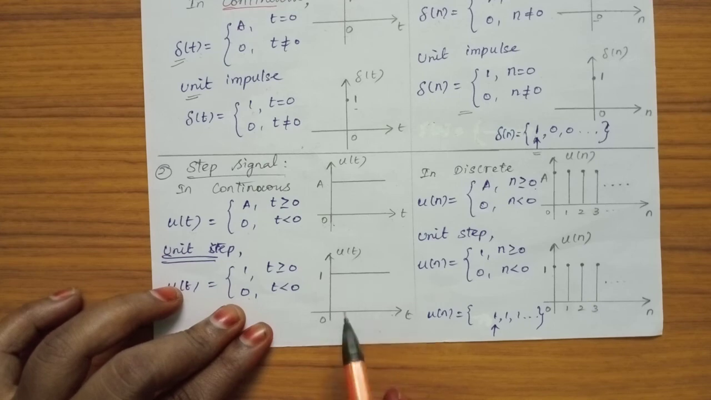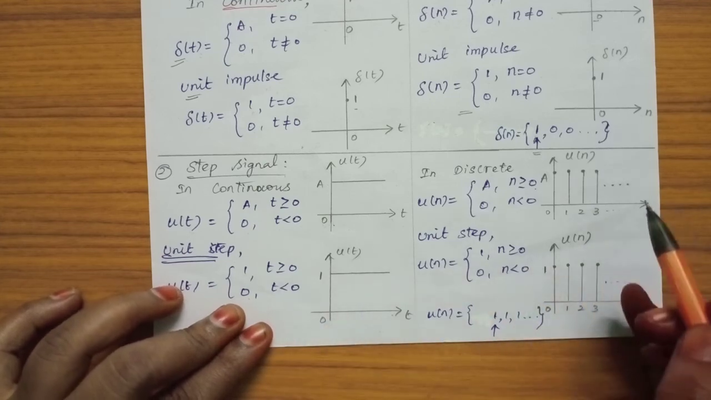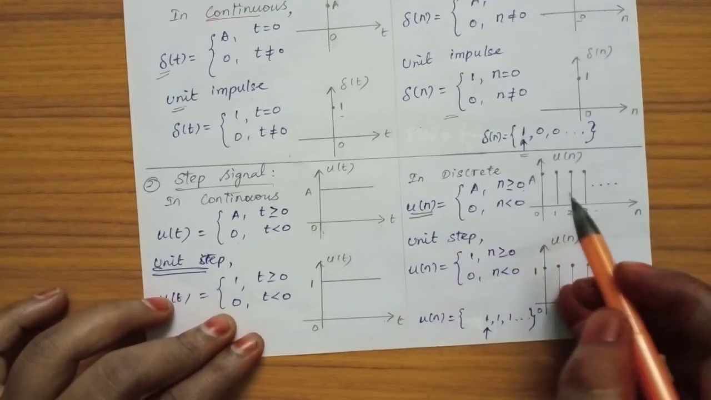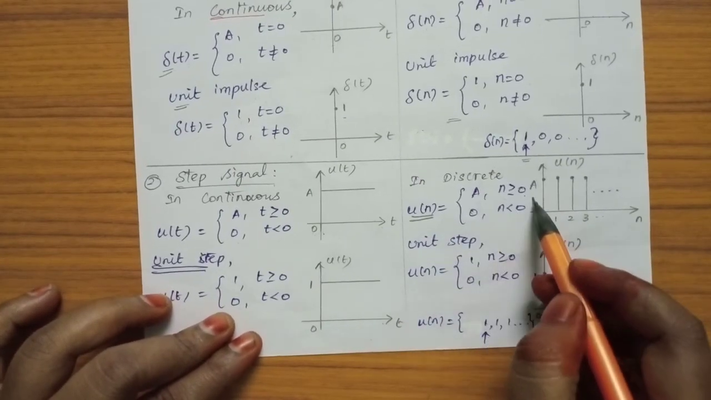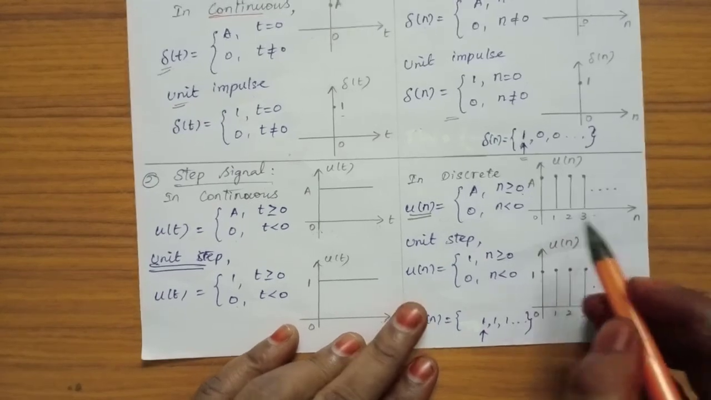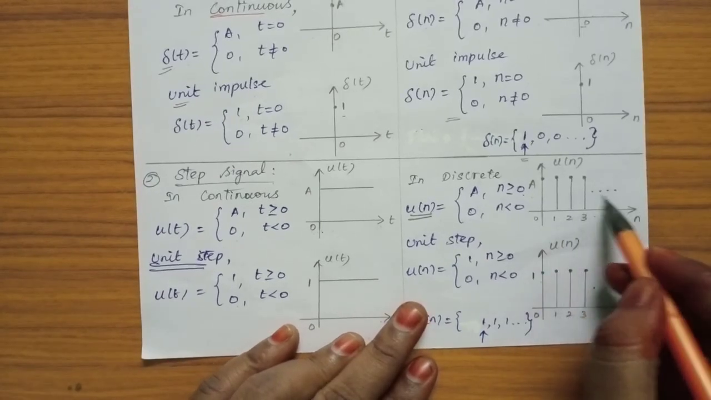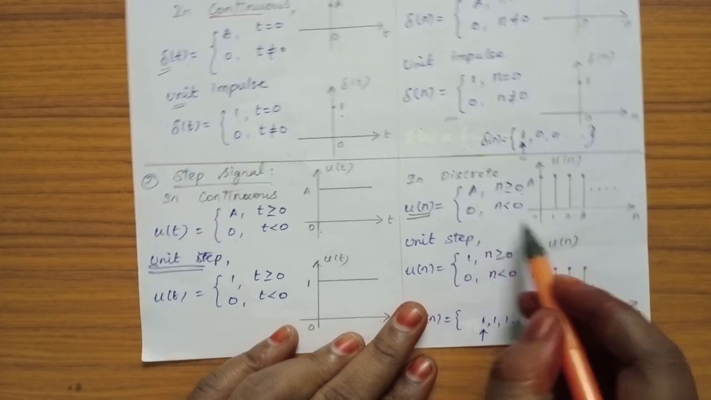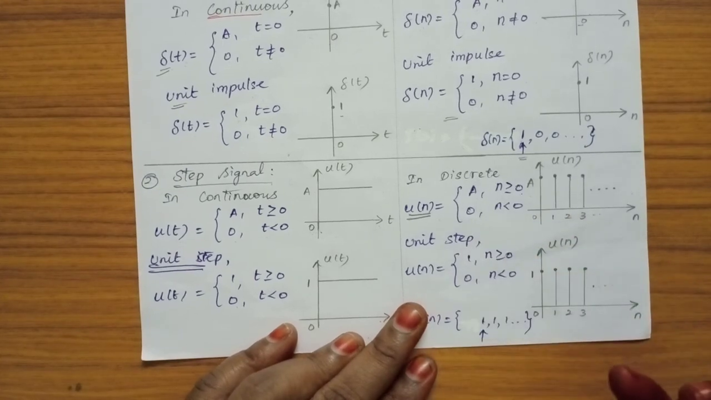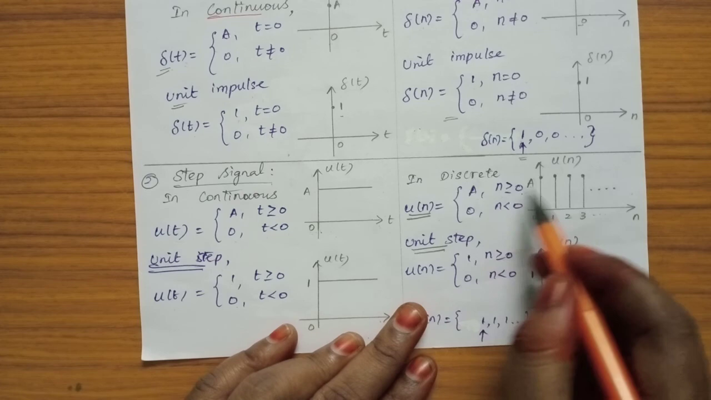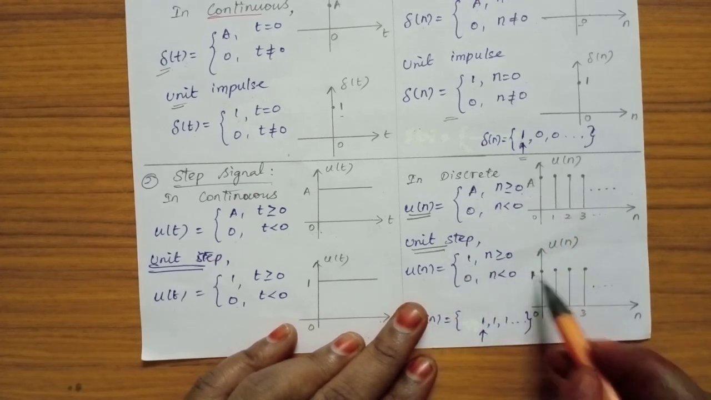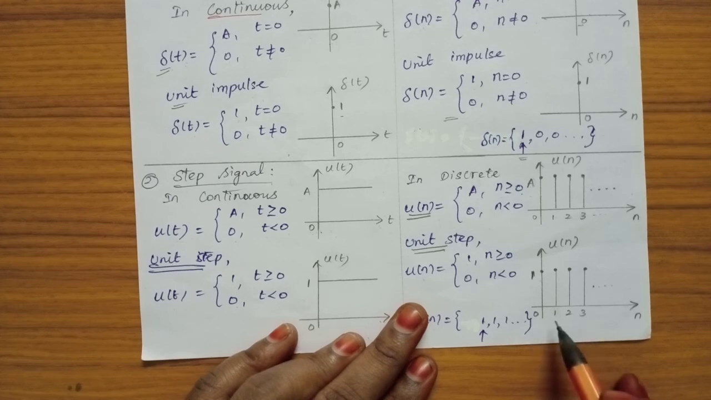The same signal we can represent in discrete form, that is u(n). u(n) equal to A when n is greater than or equal to 0, that is 0, 1, 2, 3, etc. Its value is A, and 0 when n is less than 0. For the unit step its value is 1. So u(n) equal to 1 when n is greater than or equal to 0.